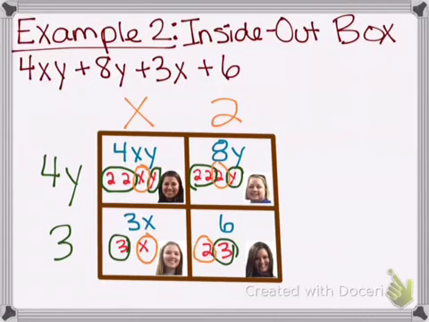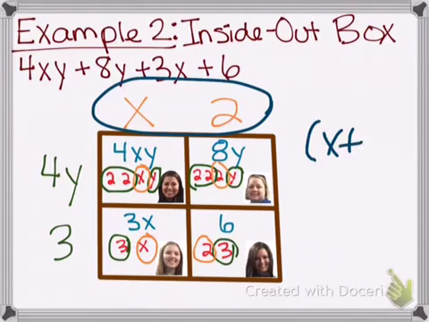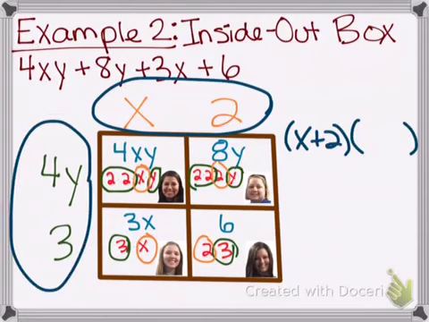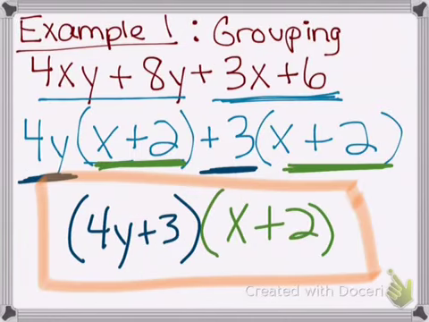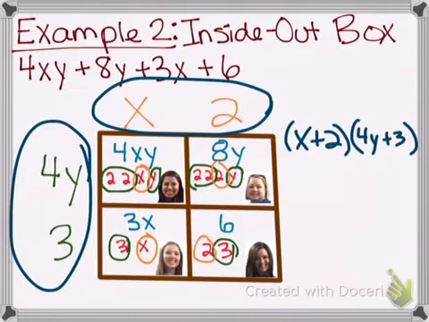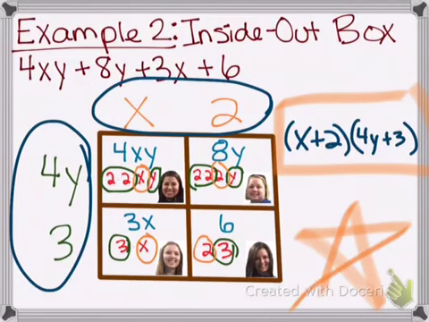So to find our answer, we just read this off. This is x plus 2, and actually I'm going to scoot it over just a little bit. X plus 2, and then the other factor you read here, 4y plus 3. And if you look back at your last problem, 4y plus 3 times x plus 2, you get exactly the same thing for your answer this way. So you can decide which way to do. I actually like this method the best because when the problems get harder, it works really, really well.